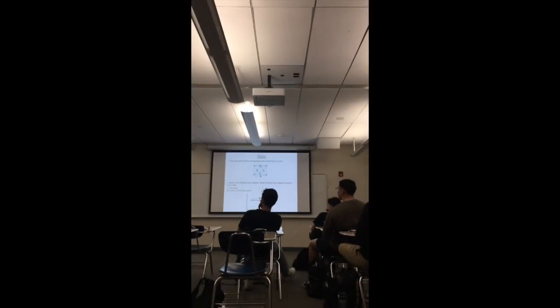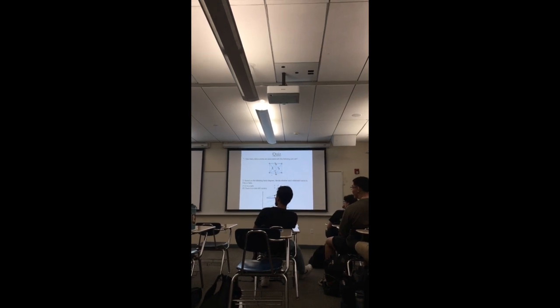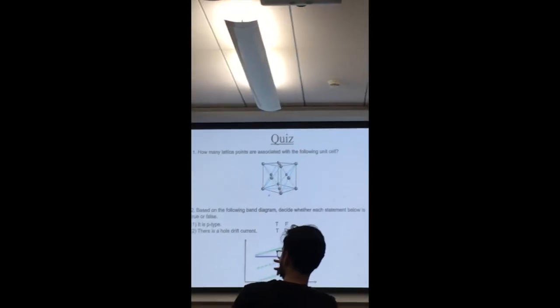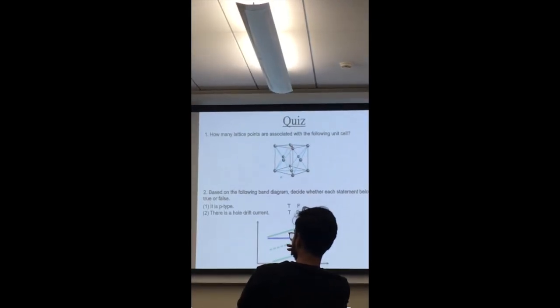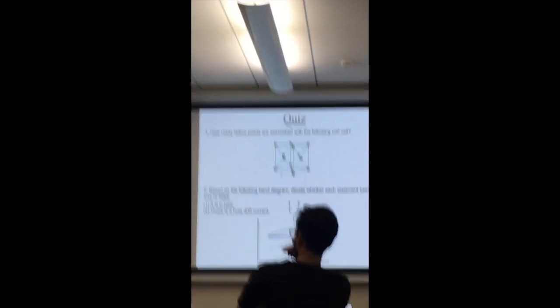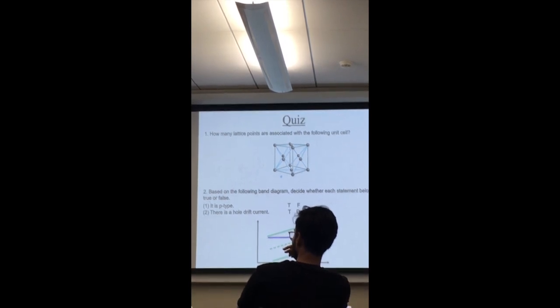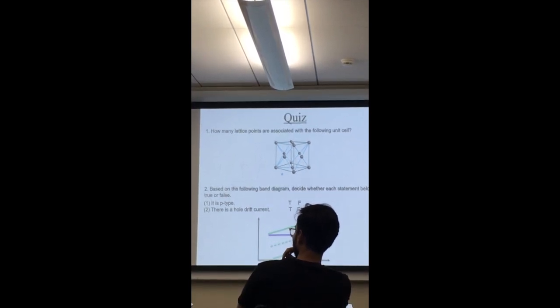And the next one, is it p-type or n-type? N-type, yes. So this is the p-type, okay? Because this Fermi level is above EI, right? The Fermi level is above EI, so it's definitely an n-type semiconductor. And is there a hole drift current? Yes. Why?